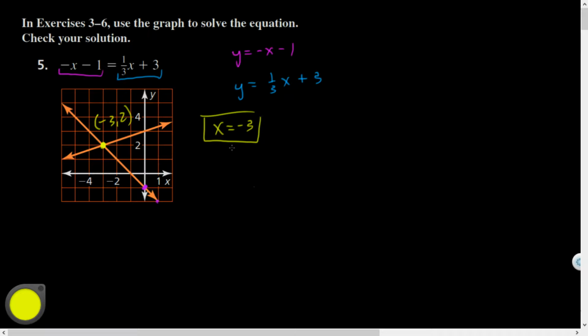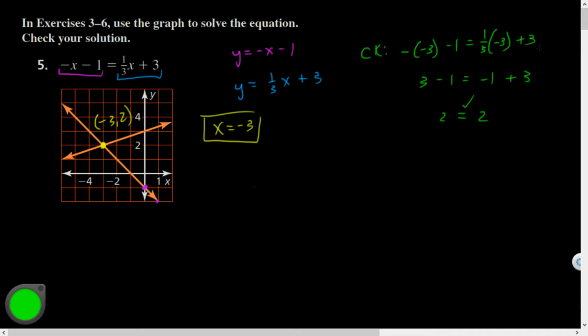So let's just do a quick check. I'll use green. All right, so check. I'll plug it into the original problem. So the opposite of -3, minus 1, is that equal to 1/3 times -3, in parentheses, plus 3? The opposite of -3 is +3. A third of -3 is -1. And 3 minus 1 is 2. And -1 plus 3 is 2. It checks out. I like it.